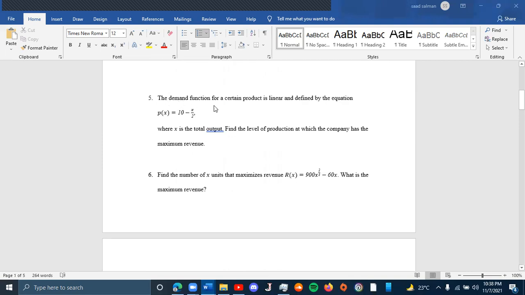So, the demand function for a certain product is linear and defined by the equation P(x) = 10 minus x over 2, where x is the total output. Find the level of production at which the company has the maximum revenue.